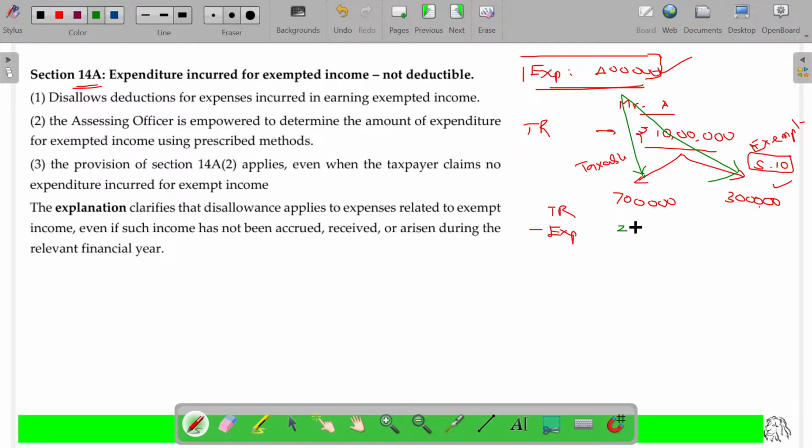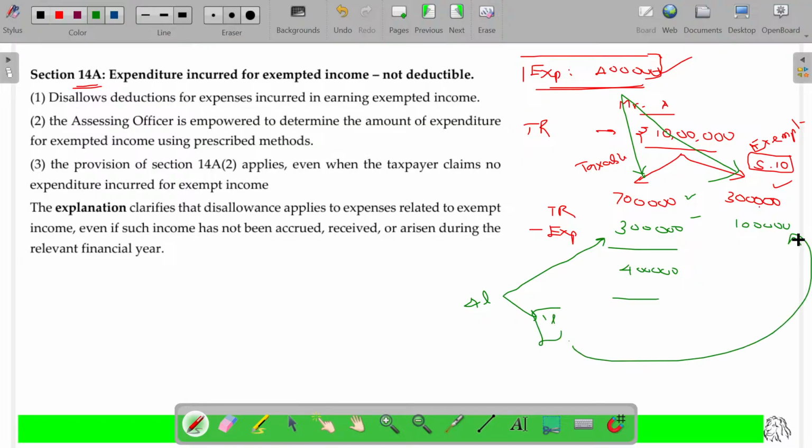In this case, 3 lakhs may be assumed to be the expenses expended for the taxable revenue. The balance 1 lakh is for the exempted purpose. Then your taxable income is 7 lakhs minus 3 lakhs, 4 lakhs. Sir, I have spent 4 lakhs, sir. Can I deduct that 4 lakhs here? No. Out of the 4 lakhs, 1 lakh is related to exempted income. As the income is exempted, any expenses related to earning that exempted income are also not considered. So only the expenses for the taxable income are subtracted.